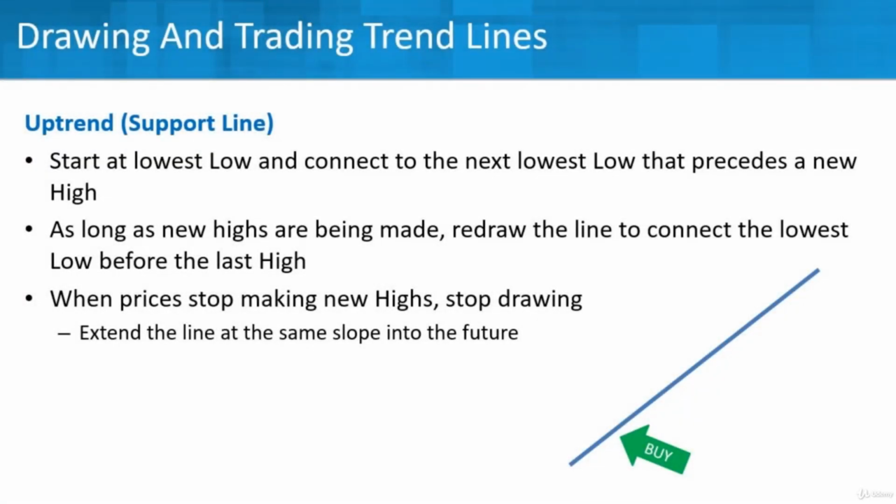When you're drawing an uptrend trend line, that's going to be really your support line, right? You're looking at your lowest lows, and you're going to connect to your next lowest low that precedes a new high. Okay, I'm just going to cover these 3 bullets real quick. It actually makes much more sense when we look at the graph, but the idea is that as long as new highs are being made, you redraw the line to connect the lowest low before the last high, and when prices stop making new highs, then you stop drawing, and you extend that line at the same slope in the future.